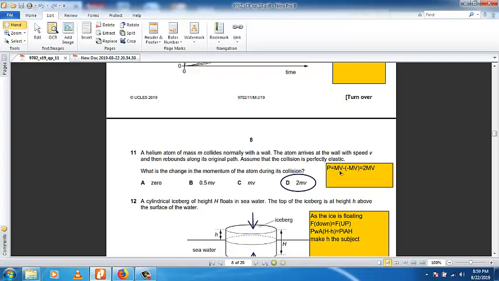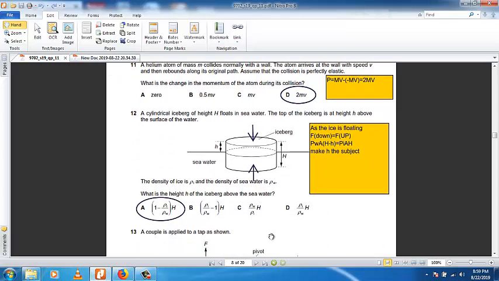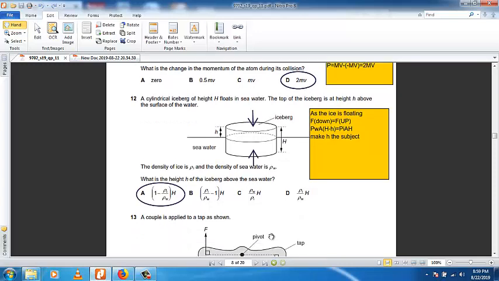So it's mv when it's colliding with the wall in one direction, and it's negative mv when it's in the other direction. So they add up to become 2mv. So it's D, 11D. Question number 12 says a cylindrical iceberg of height h floats in seawater.